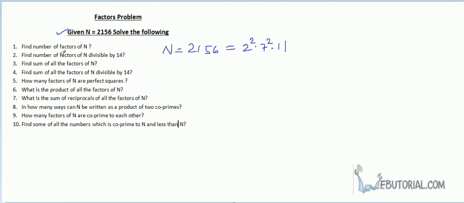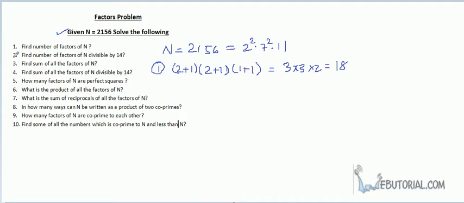Question number 1: find the number of factors of n. This is the most basic type of question that can be asked from factors. The number of factors is (p plus 1) into (q plus 1) into (r plus 1), where p, q, r are the powers. So 2 plus 1 into 2 plus 1 into 1 plus 1. If you simplify this, you will get 3 into 3 into 2, which is 18. In this way, you can solve question number 1.